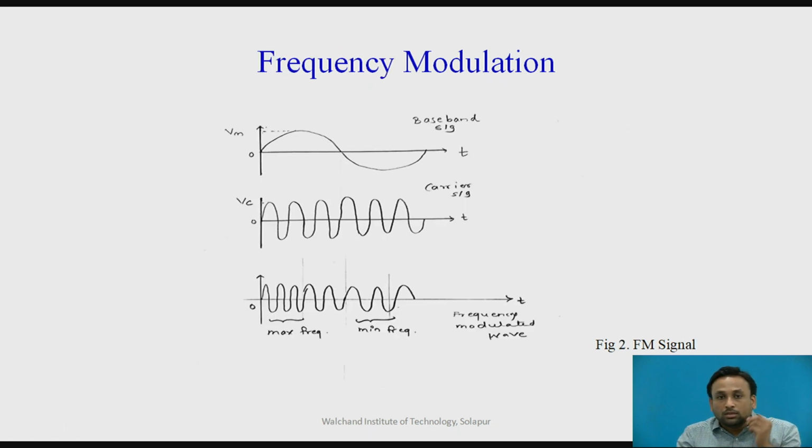Next, this is the frequency modulation. So this is a modulating signal and this is the carrier. Now we are going to change the frequency of this carrier signal, keeping amplitude and phase constant, with respect to the amplitude of the modulating signal. Here, for the positive half cycle you will have the maximum frequency, and for the negative half cycle you will have a minimum frequency. So this is a frequency modulated wave.